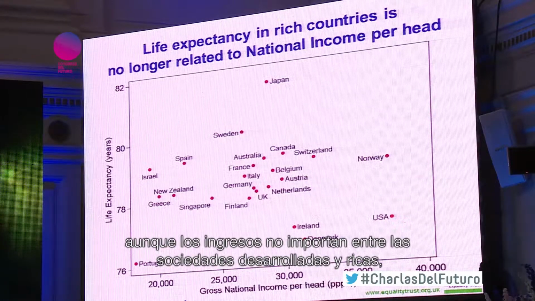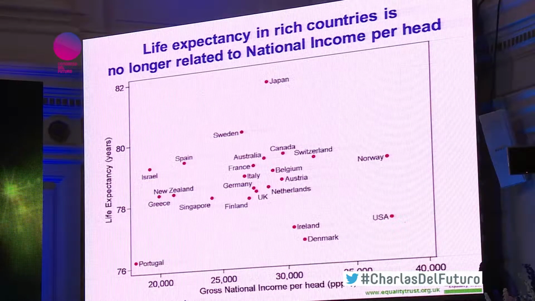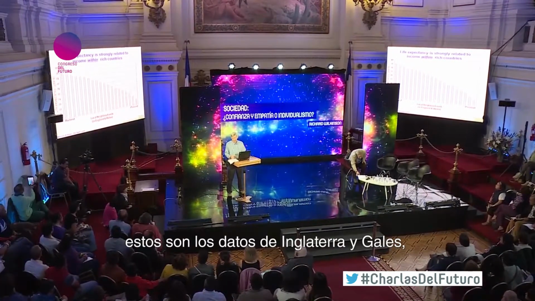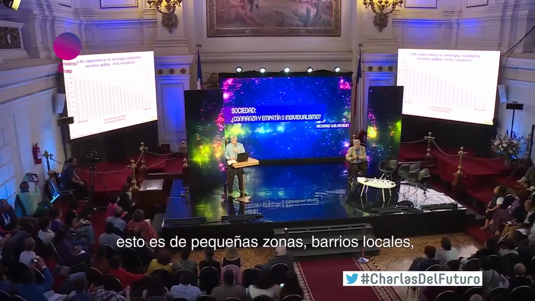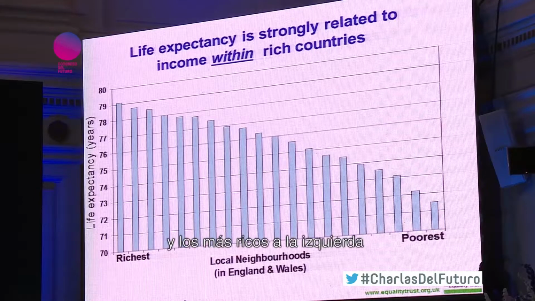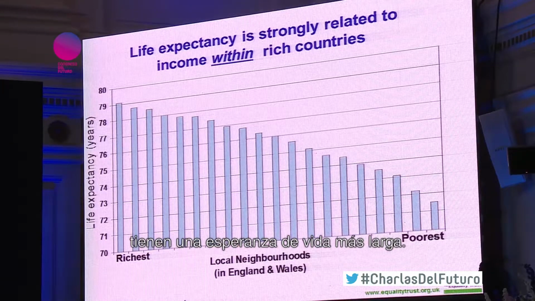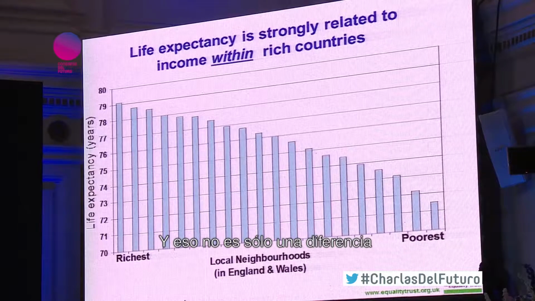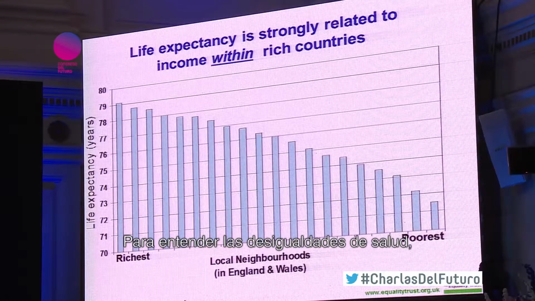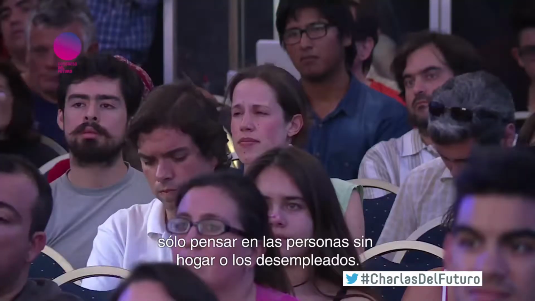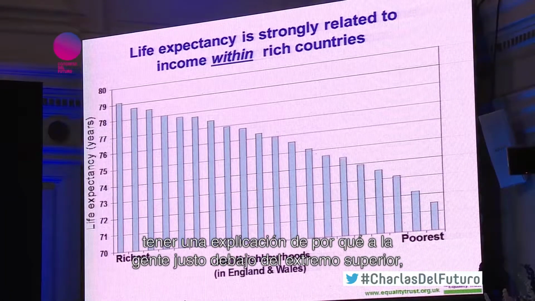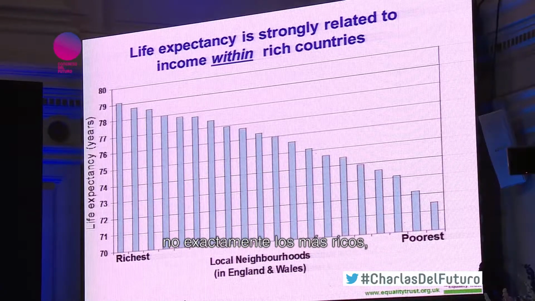Although income doesn't matter between the rich developed societies, if you look within any of the developed societies, this is data from England and Wales. This is from small areas, local neighborhoods. And you see the poorest on the right have short life expectancy, and the richest on the left have long life expectancy. And that is not just a difference between the poor and everyone else, it's a gradient right across society. To understand health inequalities, it's no good just thinking about the homeless or the unemployed. You also have to have an explanation why the people just below the top, not quite the richest, do less well than the richest.